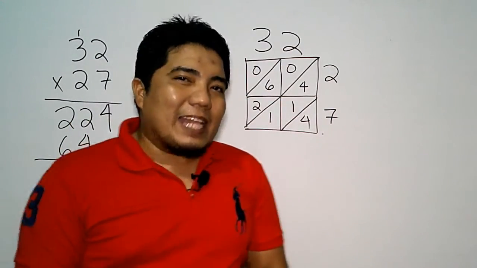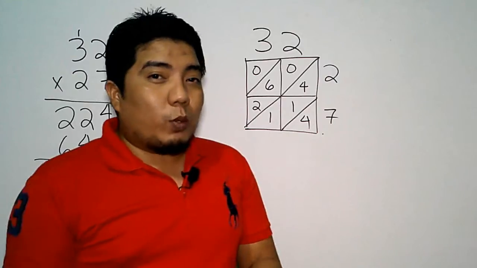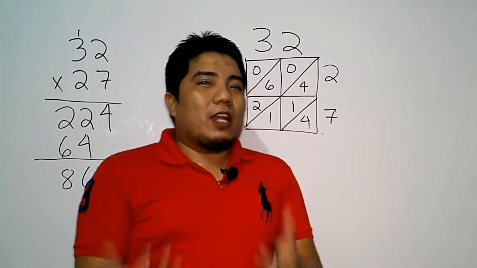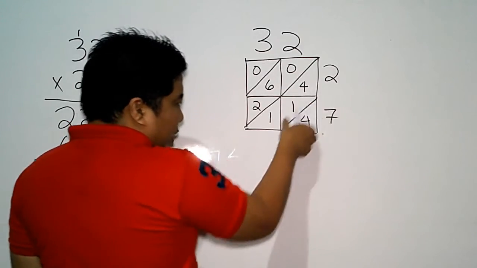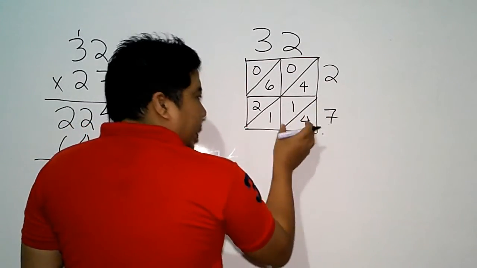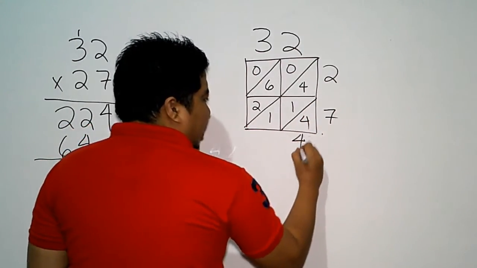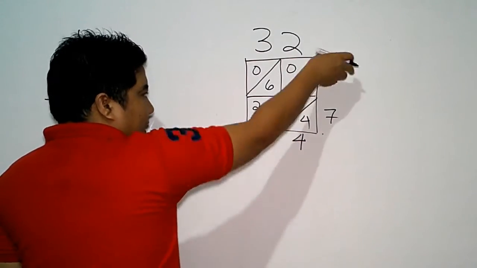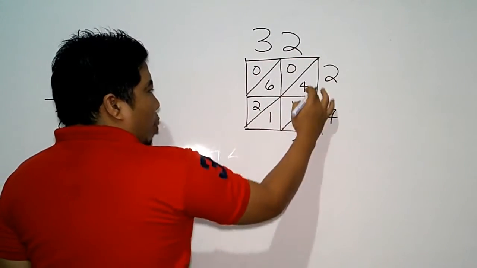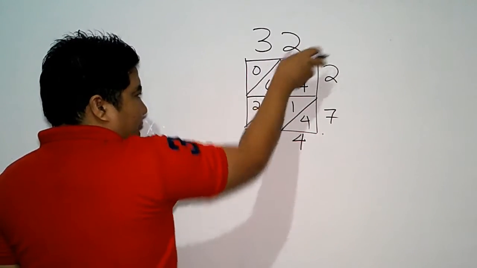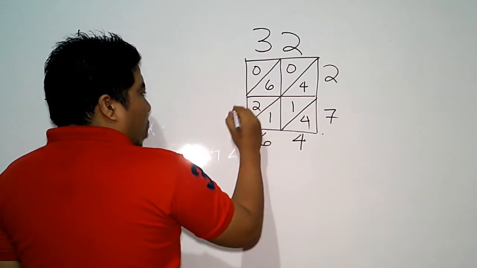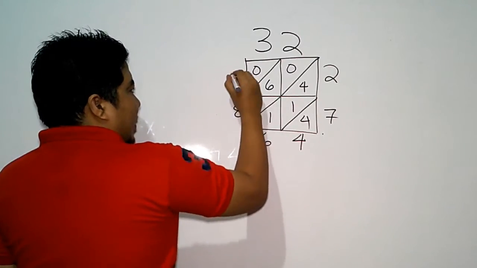To get the final answer of this kind of method, what we will do is we will add the numbers by diagonal. So, the first diagonal is this one, right? So, it doesn't have any, so it's just 4. While this is the second diagonal, so we will add them. 4 plus 1 plus 1, that is 6. Then, this is the third diagonal. We have 6 and 2. That is 8. We have last is 0.